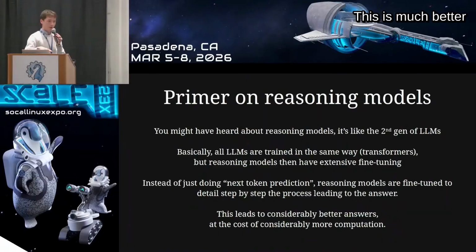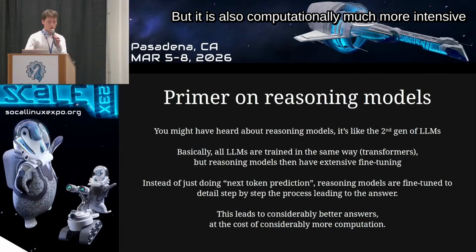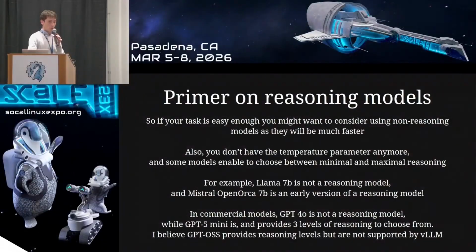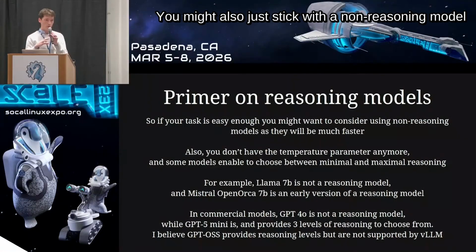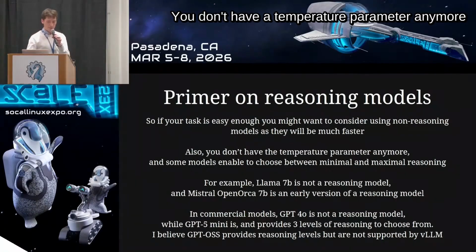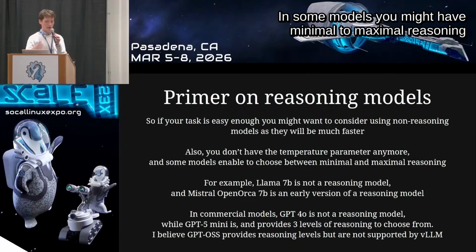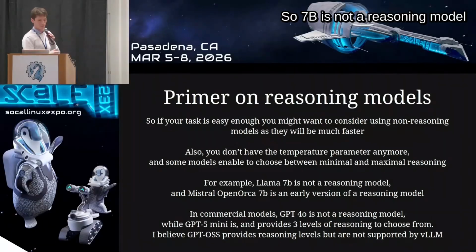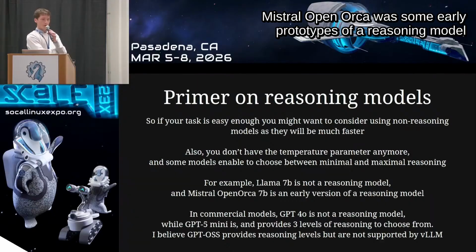This is much better, but it is also computationally much more intensive. So depending on your task, you might also just stick with a non-reasoning model, as it will be much faster. It does change a few other things. You don't have a temperature parameter anymore. In some models, you might have minimal to maximal reasoning. So 7B is not a reasoning model. Mistral OpenOrca was some early prototype of a reasoning model.